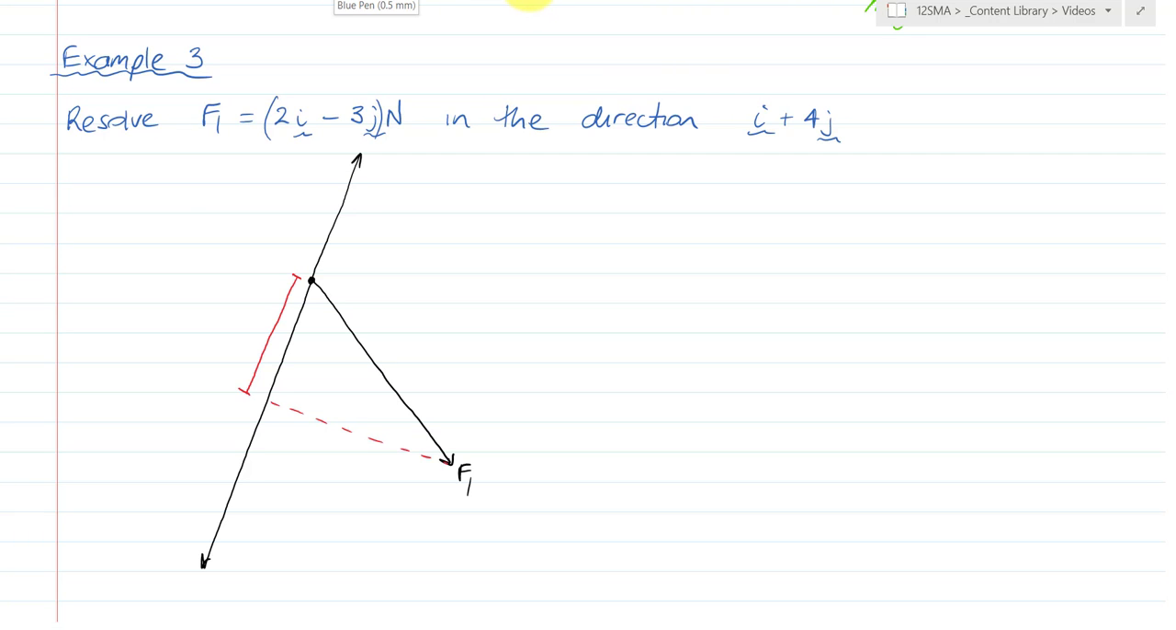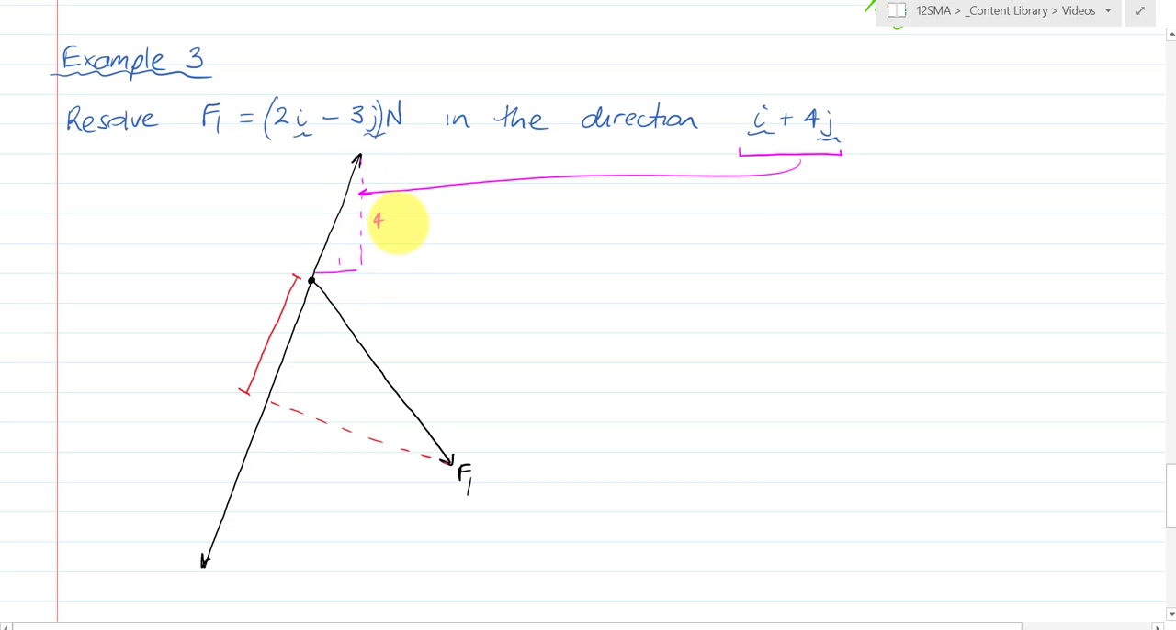So this is my vector here, i plus 4j. You can see that I've gone along 1 and up 4. My second vector is 2i minus 3j. That's this one here, and I've gone along 2 and down 3, approximately, so the ratios are right. I want to resolve force 1 against this directional vector. So I drop that red dotted line to create the right angled triangle that we're dealing with.